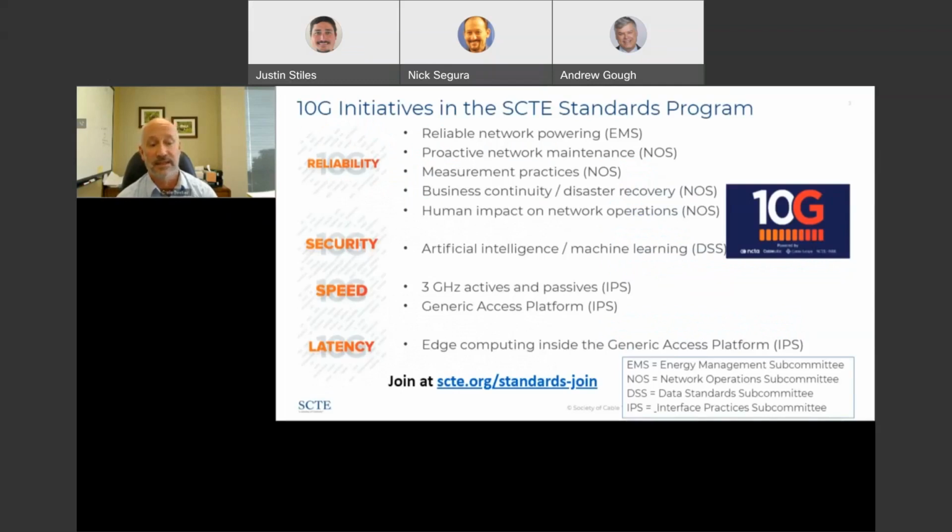The standards work that the program focuses on directly applies to the rollout of the 10G platform. I've listed here, and I won't go into all of them, some of the initiatives that are going to directly influence the success of the 10G rollout. Under reliability, we have network powering under the energy management program. Jason referenced the proactive network maintenance, that's under network operations.